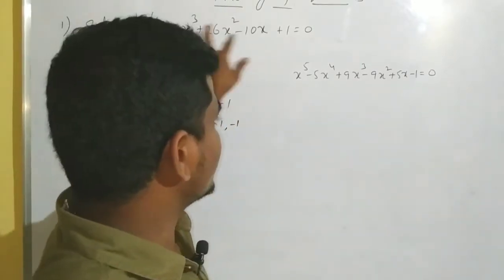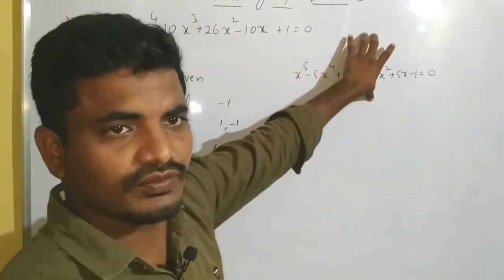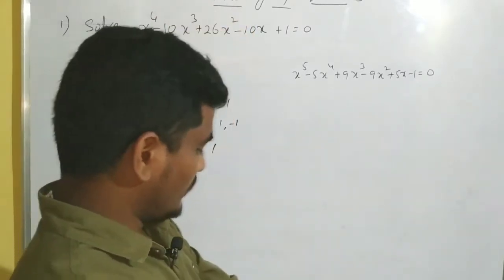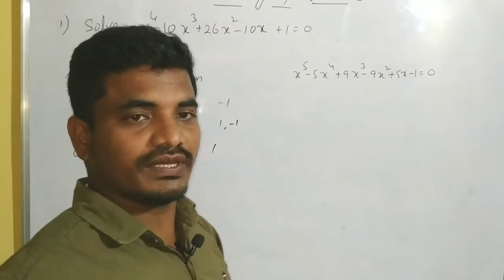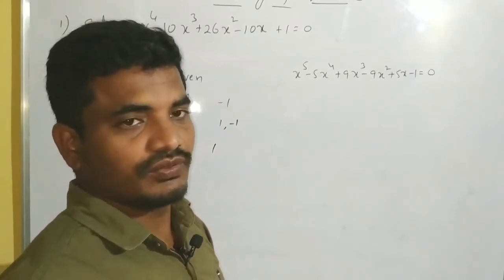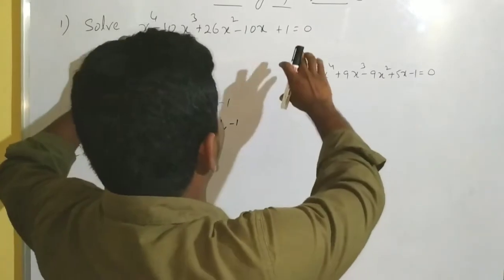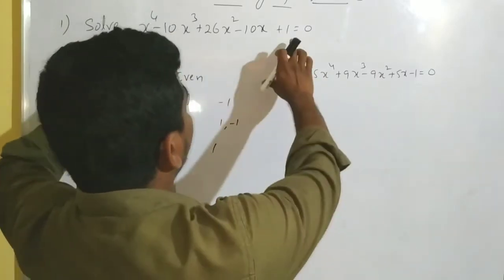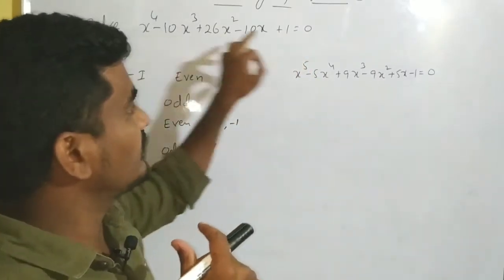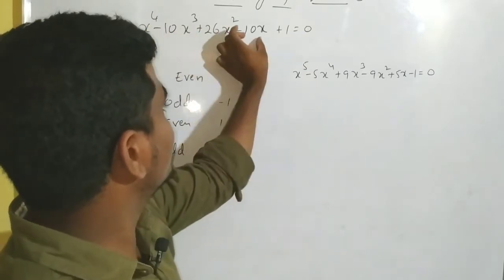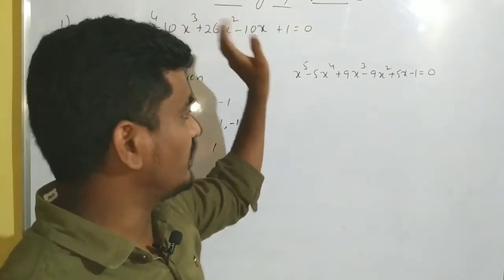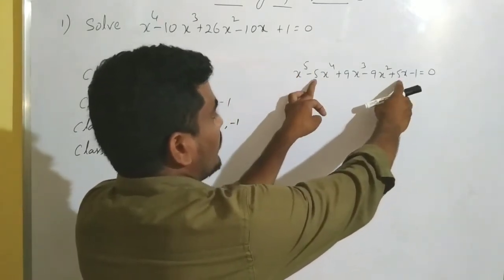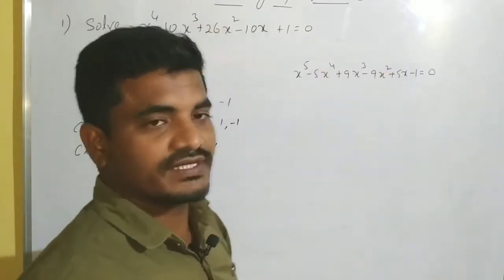If questions like this are given, this is the first question and this is the second question. To solve these equations, we have to check whether each is a reciprocal equation or not. To check reciprocal equations, we compare the first and last coefficients without sign. Here the x power 4 coefficient is 1 and the last is also 1, and 10 and 10, so it is a reciprocal equation. Same here: the x power 5 coefficient is 1 and the last is also 1, and 5, 5, 4, 4. So both equations are reciprocal equations.